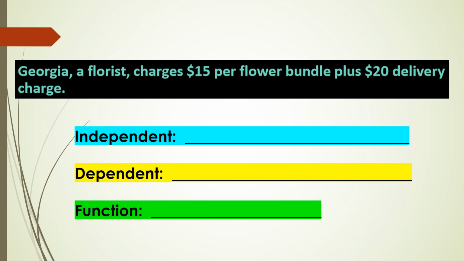Here's another scenario. Georgia, a florist, charges $15 per flower bundle plus $20 delivery charge. Identify the independent and dependent quantities and write the function, and put me on pause while you do this.